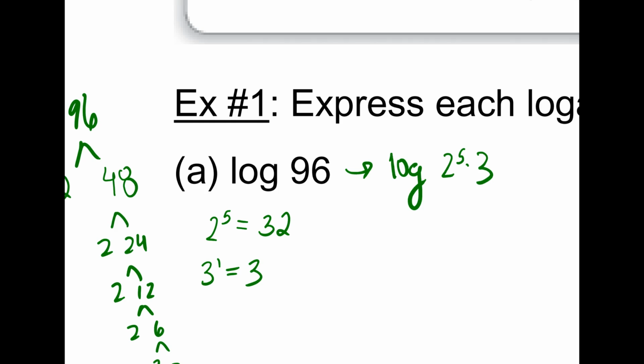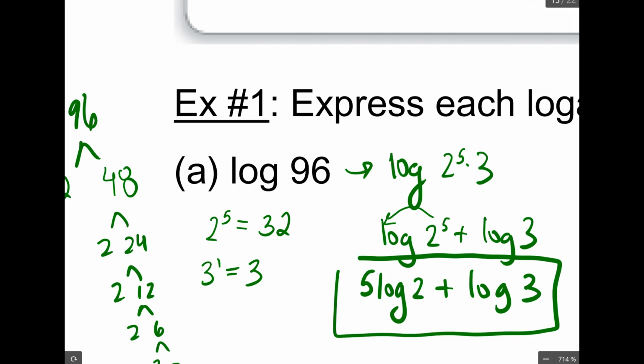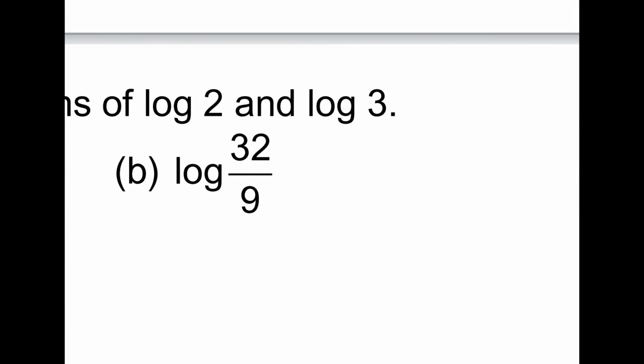Using rules of logarithms, this is the same thing as log of 2 to the 5th plus log of 3. Then we can use the power property and bring that power of 5 out front. So then I have 5 log 2 plus log 3. And that's it. We rewrote it in terms of log 2 and log 3. All right, let's try the next one.